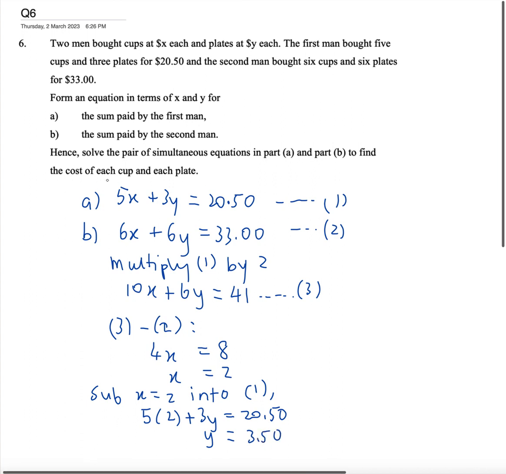So now we can find the cost of each cup and each plate. So each cup costs $2, and a plate costs $3.50.